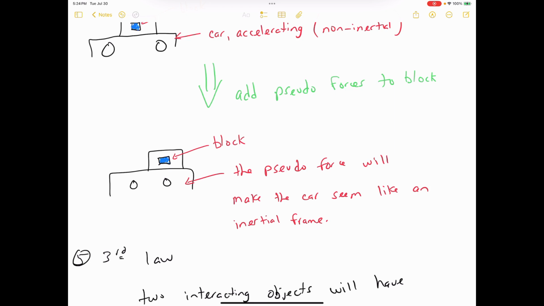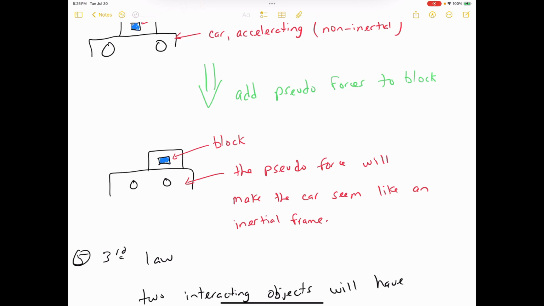So if you do that, then it just works. You can actually use Newton's first and second laws in an accelerating reference frame. The only thing is you have to be sure to add those pseudo forces. But if your object is in an inertial reference frame, meaning it's not accelerating, then you can just analyze it normally, and you don't have to add any fictitious forces.